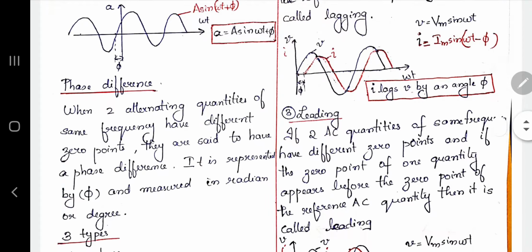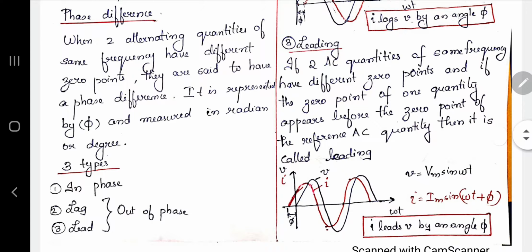So next one is what is meant by phase difference. When two alternating quantities of same frequency have different zero points, as mentioned before, they are said to have a phase difference. If two quantities having same frequency are being compared, and if they are having different zero points, then we have to say that there is a phase difference between them. It is represented by the letter phi, and it is measured in radians or degrees.